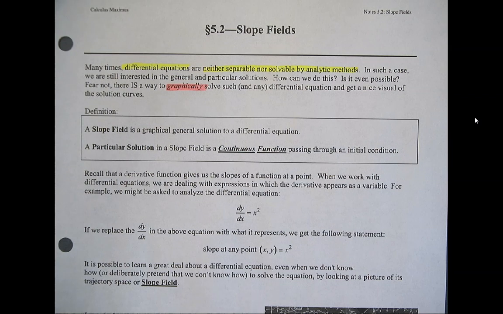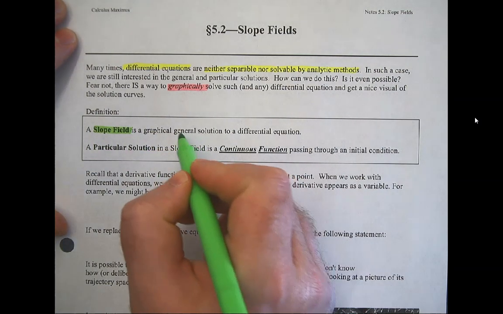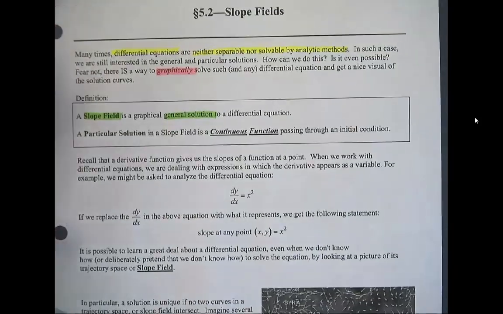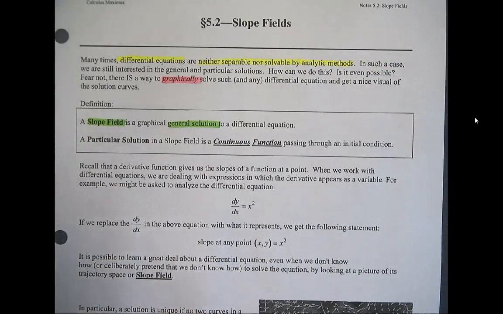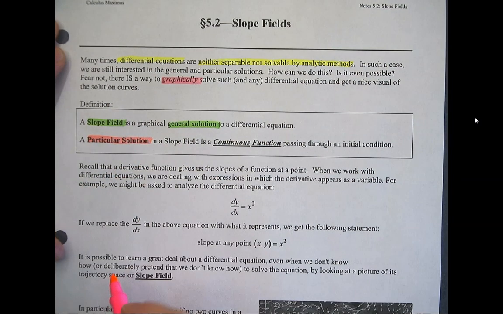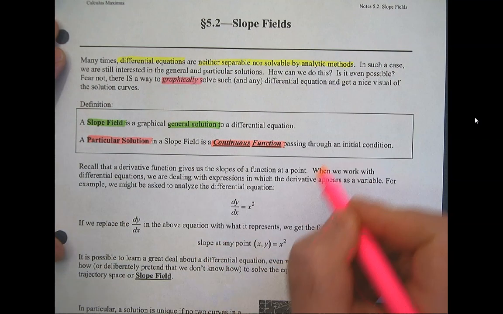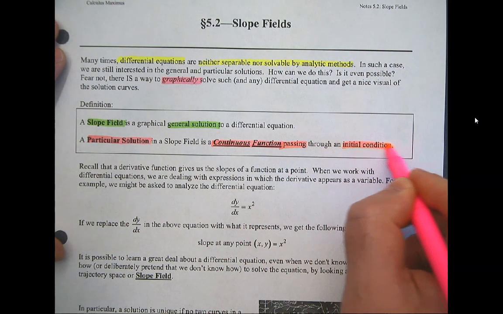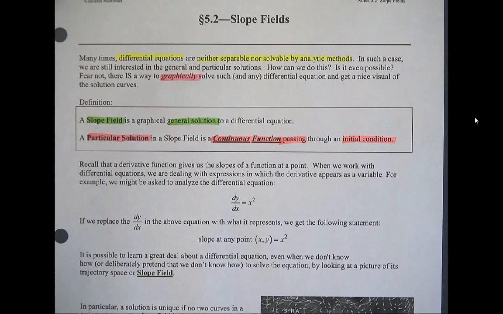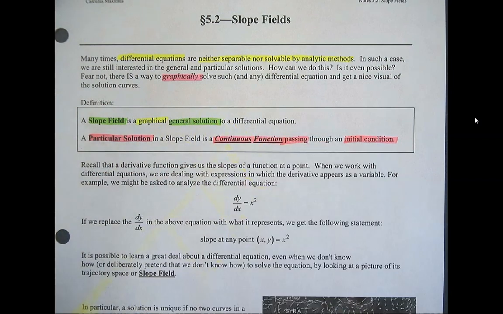So, definition, a slope field, I'll highlight that. A slope field is a general solution. The particular solution in the slope field is a continuous function that passes through some initial conditions, like f of 0 equals 4 or something like that. So yet again, the slope field is a general solution, but it's a graphical general solution.